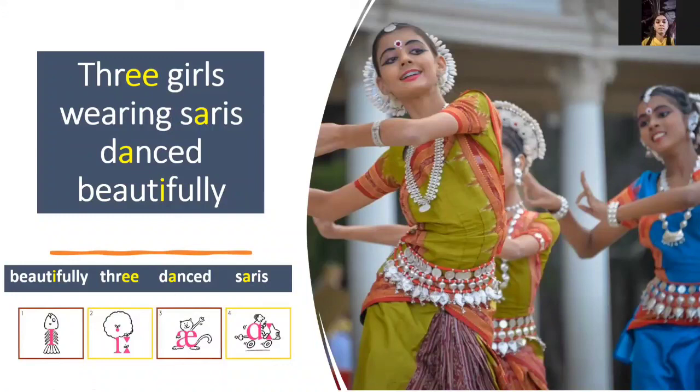Okay. So let's say again, three girls wearing saris danced beautifully. Can you girls say, three girls wearing saris danced beautifully. Excellent. I really like your pronunciation. Very good. Thank you, ma'am.